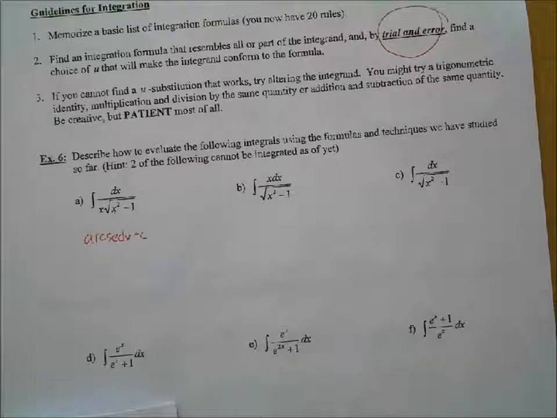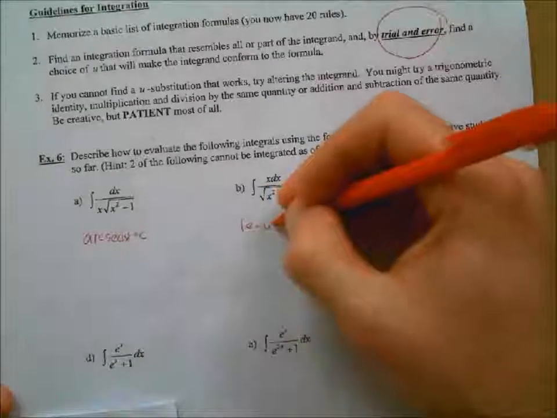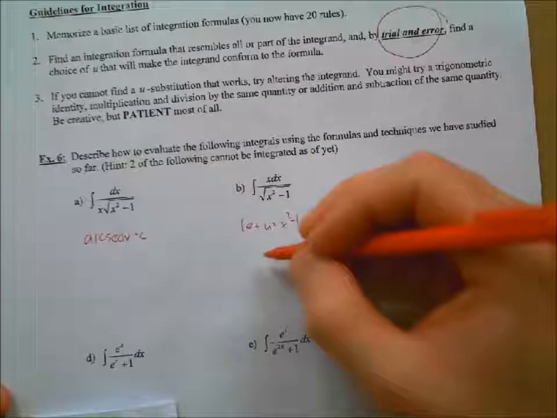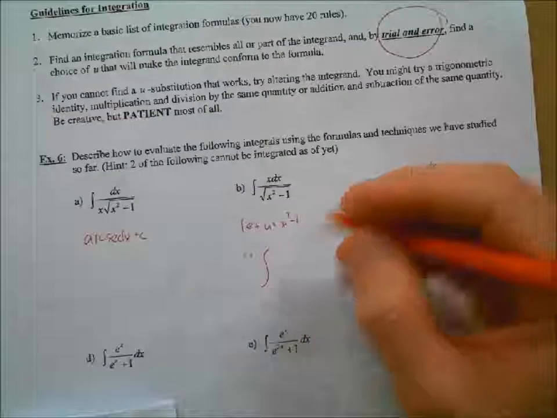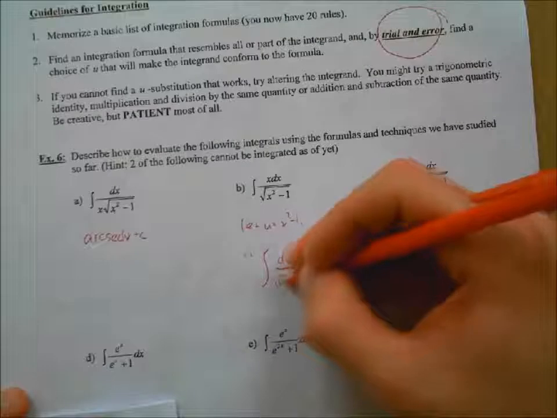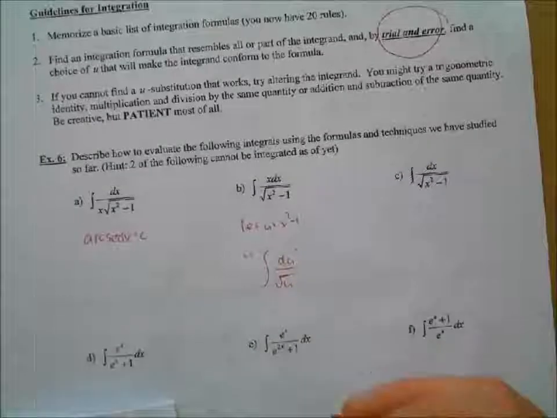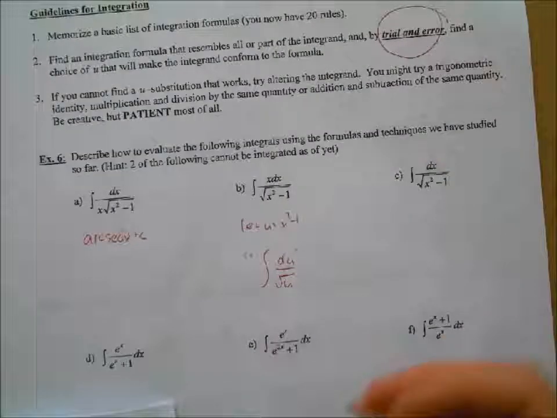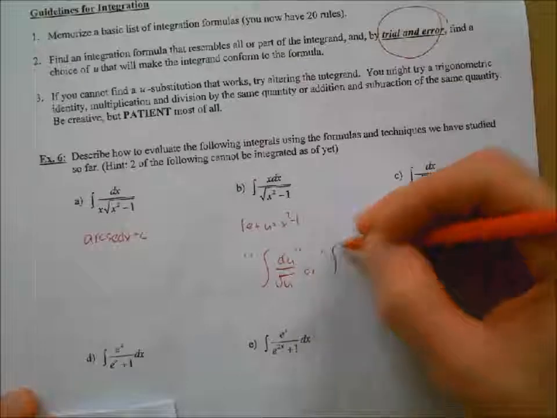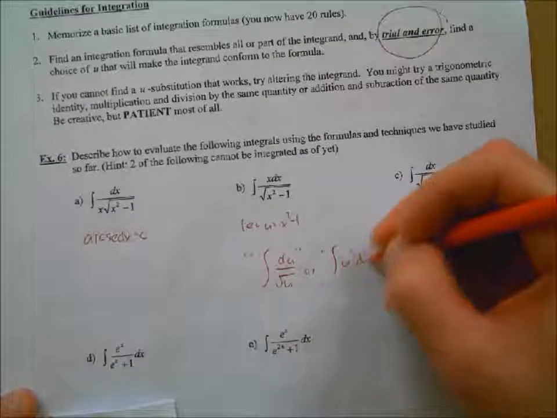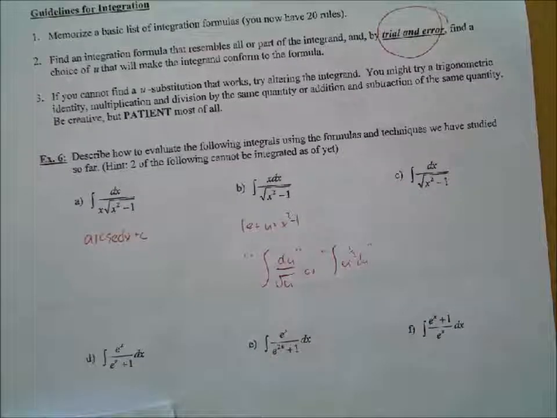You can't do it. What about letter B? No. U substitution with u equal to what? X squared minus 1. No, you just give up. Okay, and again, I'm going to put this in parentheses or quotations because this is not exactly what it's going to be, but it's going to end up being a square root of u in the denominator. So du over the square root of u, or in other words, the integral of u to the negative 1/2 du. Okay? All right, letter C.